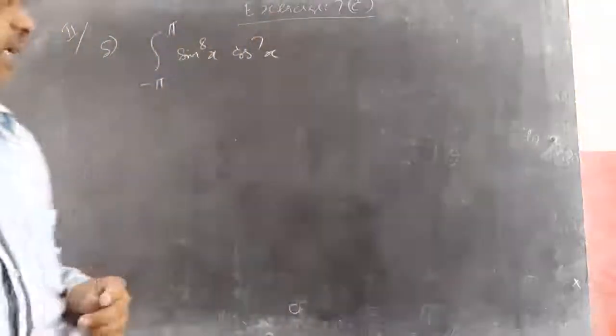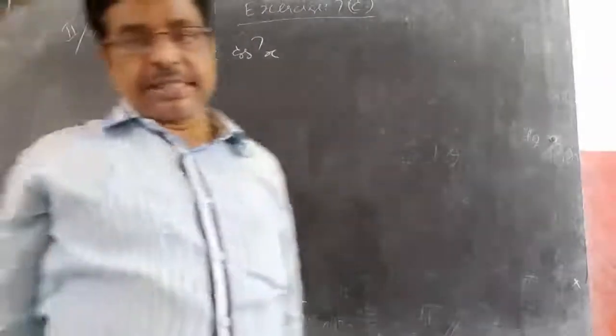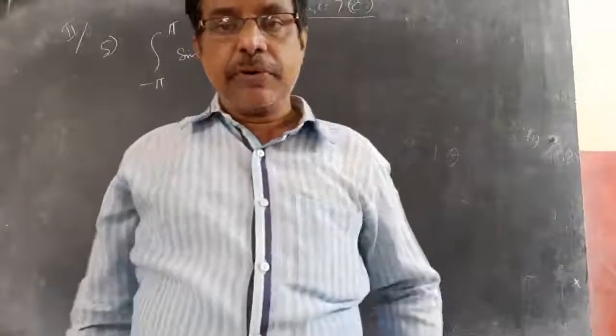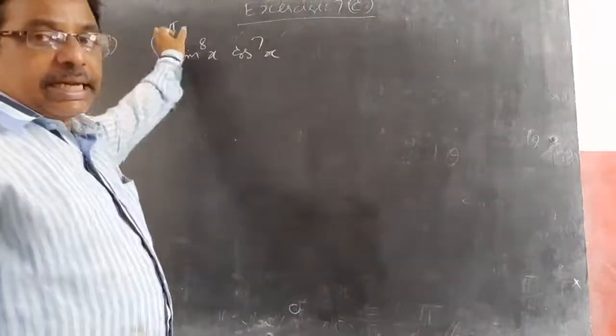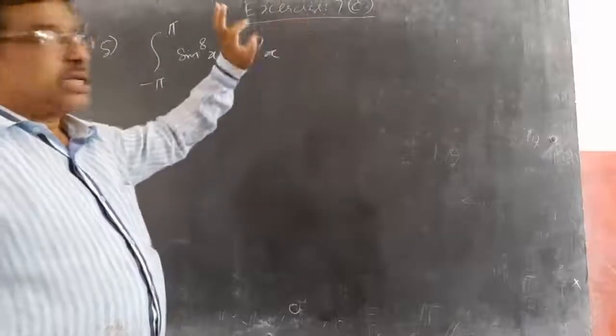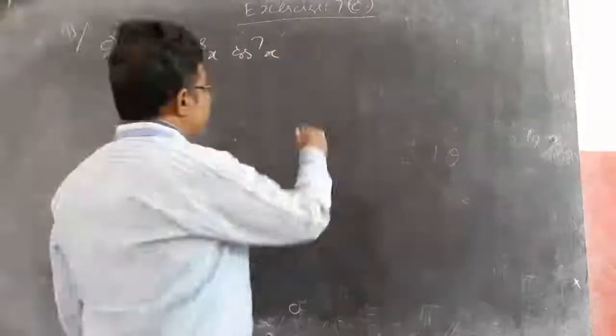Next one, evaluate the integral from minus pi to pi of sin power 8x into cos power 7x. This is like minus a to plus a: it is 0 if f is odd, and 2 into 0 to a of f(x) dx if f is even. We'll check whether f is odd or not.